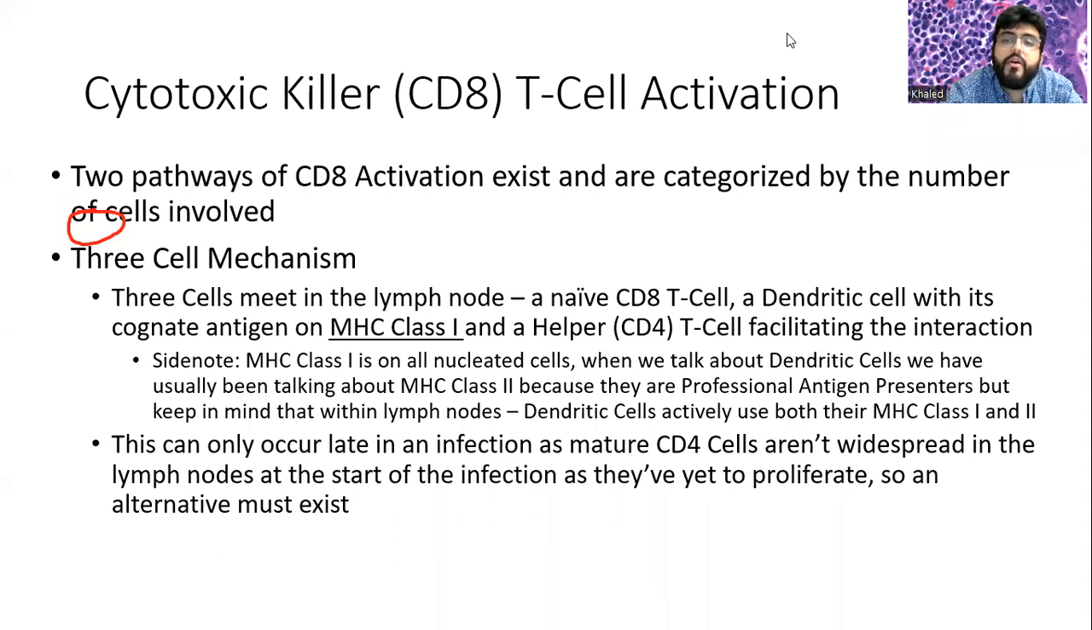Clear all drawings. Okay, so we just gave an example of a CD4 cell. CD8 would be very similar, except it would be MHC1. Now, the mechanism is slightly different for the CD8 cell aside from MHC1, in that it can occur by two means.